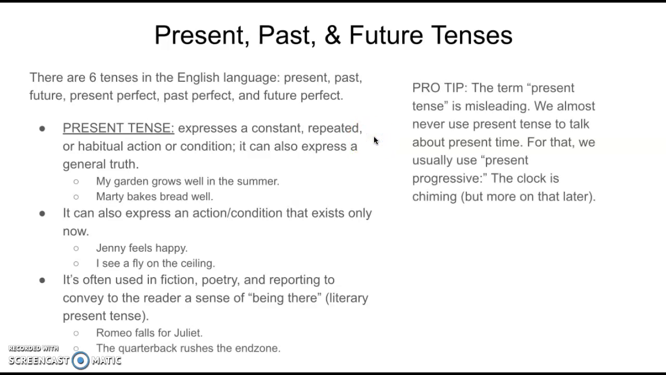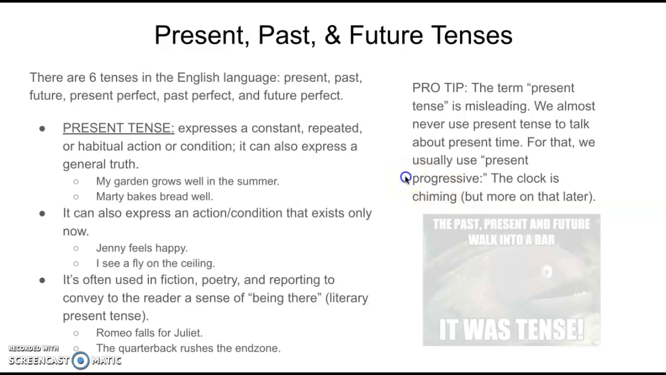Pro tip. The term present tense is very misleading. We almost never use present tense to talk about present time. For that, we usually shift into present progressive tense. The clock is chiming, but more on that later. Progressive is a different video.